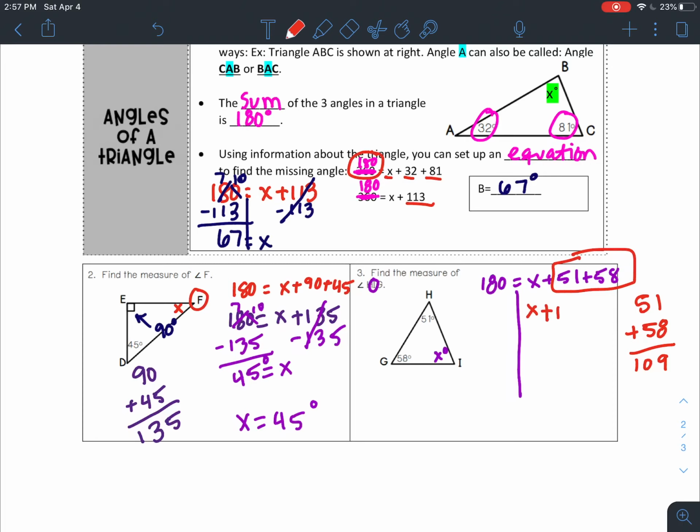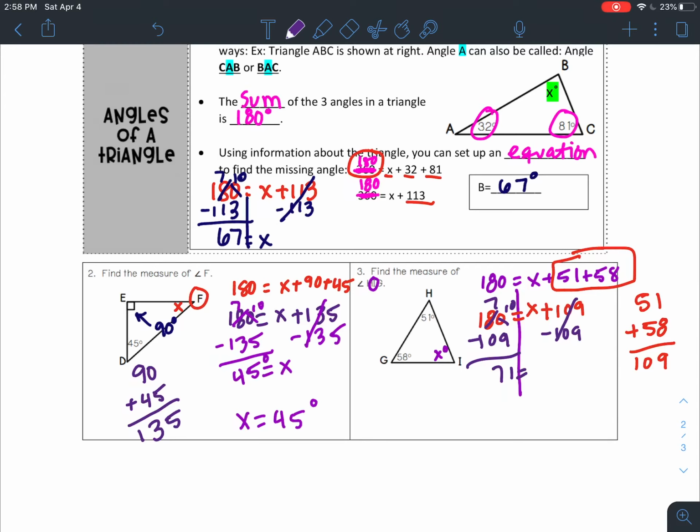So we have x plus 109 is equal to 180. And again, we're doing the inverse operations to get the x by itself, so minus 109. Can't take away, I need to borrow. 10 minus 9 is 1, and 7 minus 0 is 7. So x is equal to 71 degrees.